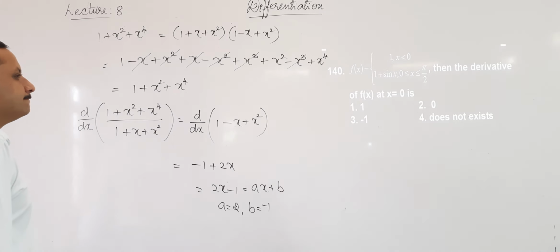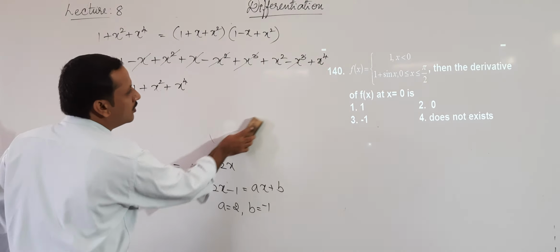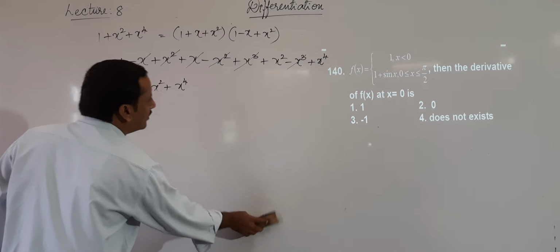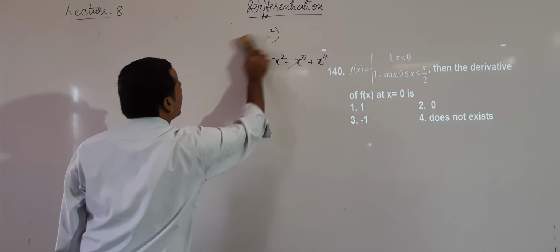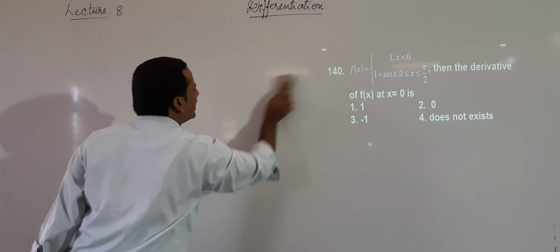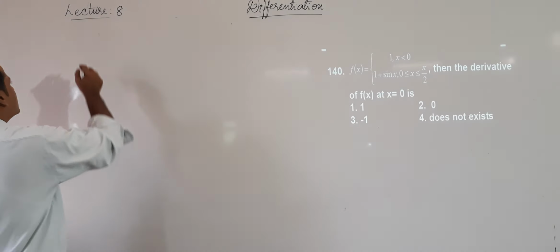140. F of x is equal to 1 if x is negative, 1 plus sin x if x is between 0 and pi by 2. Then the derivative of f of x at x equal to 0 is.